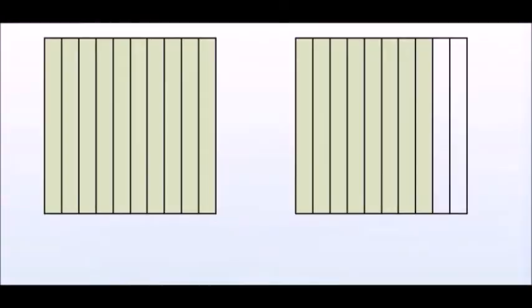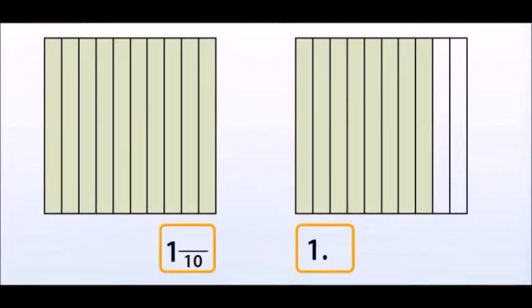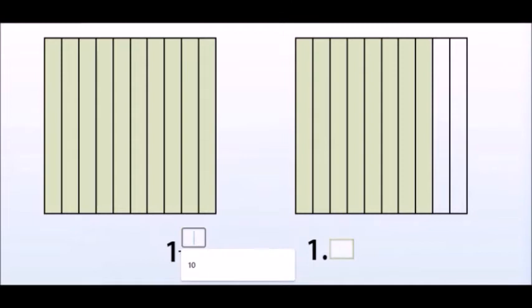Let's use models to show 1 whole and 8/10. The model shows one whole and part of another whole shaded. What number completes the mixed number and the decimal that names the shaded part of the model? The model shows one whole and 8/10 shaded. So 8 completes the mixed number and decimal number. We can write 1 and 8/10 as a mixed number or a decimal.